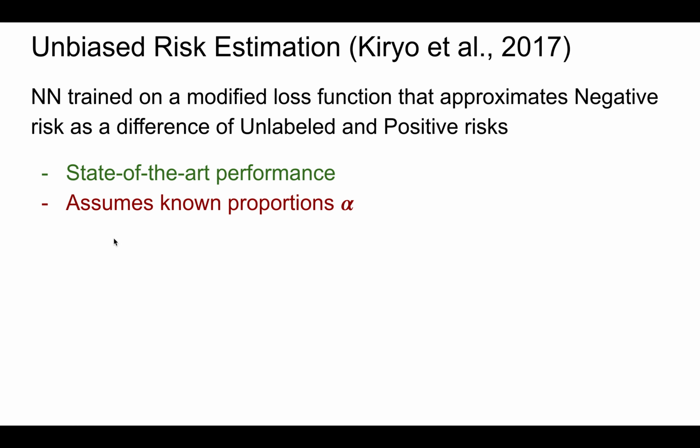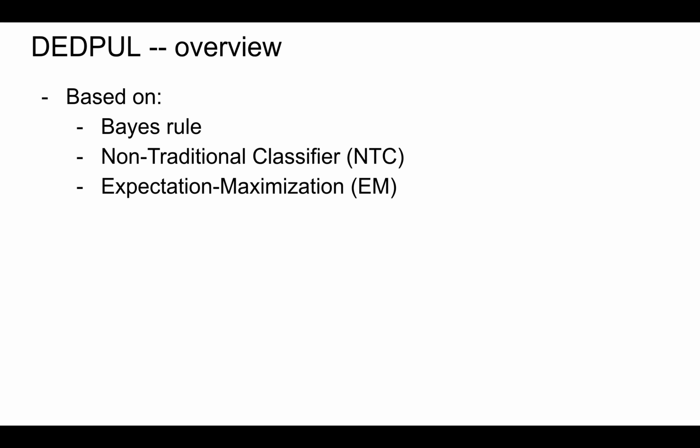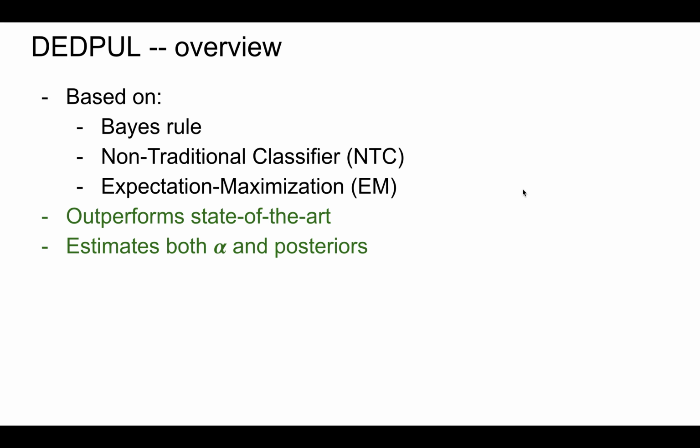However, it assumes that alpha is identified in advance, which is a definite limitation. Now moving on to our method, named DEDPUL. It is based on the Bayes rule, the non-traditional classifier, and expectation maximization. And we're going to talk about how this all ties into one coherent singular method. DEDPUL does outperform the previous state of the art, and it estimates both priors and posteriors, so it doesn't assume alpha to be identified.